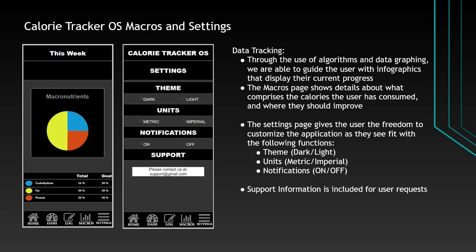With the calorie tracker, you can track the macros for your health through the use of algorithms and data graphing. We are able to provide the user with infographics, charts that will display their current progress. The macros page will show details about what calories they've consumed and what comprises those calories, such as what percentage of their calories is carbohydrates, fats, and proteins, and where they should improve.